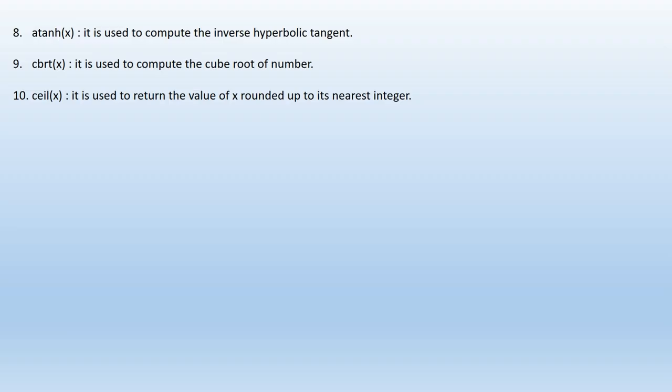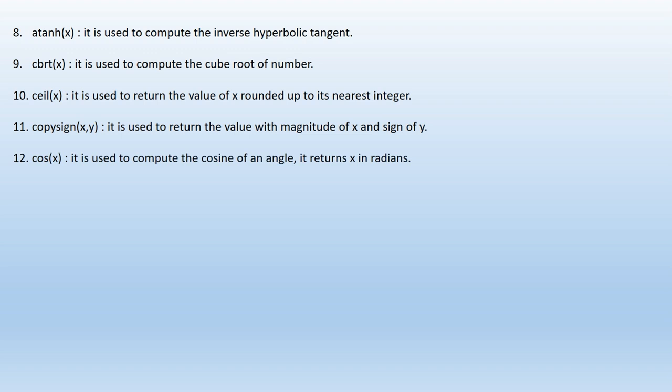The ceiling function. It is used to return the value of x rounded up to its nearest integer. The copy sign function. It is used to return the value with the magnitude of x and the sign of y. The cosine function. It is used to compute the cosine of an angle. It returns x in radians. The hyperbolic cosine function. It is used to compute the hyperbolic cosine of a number.